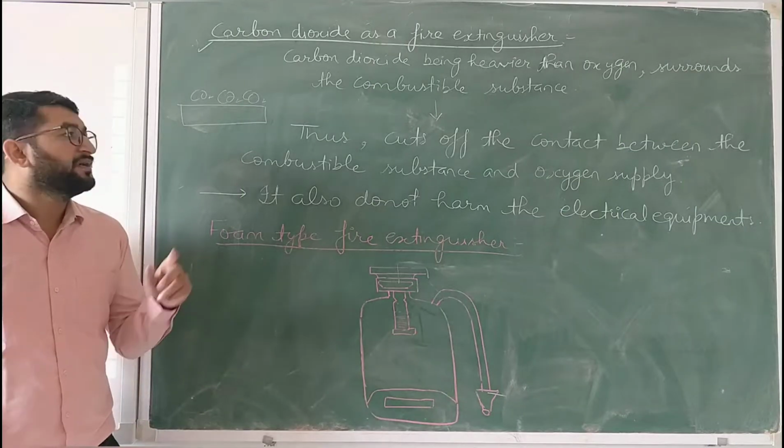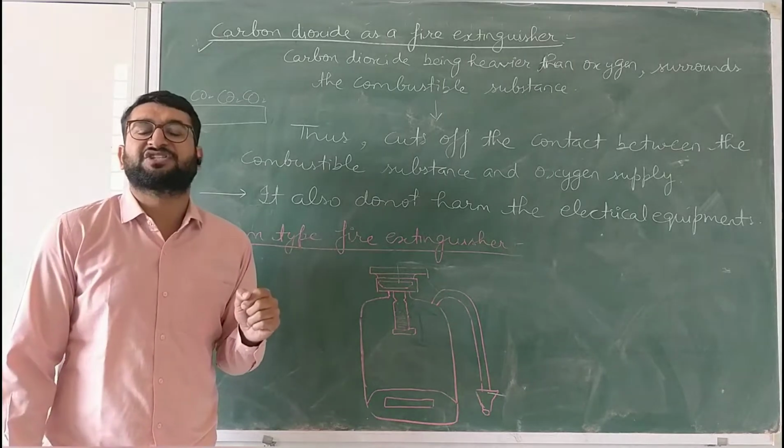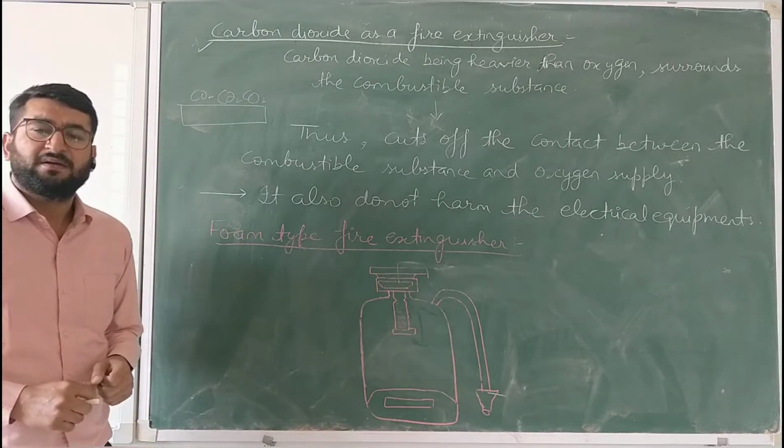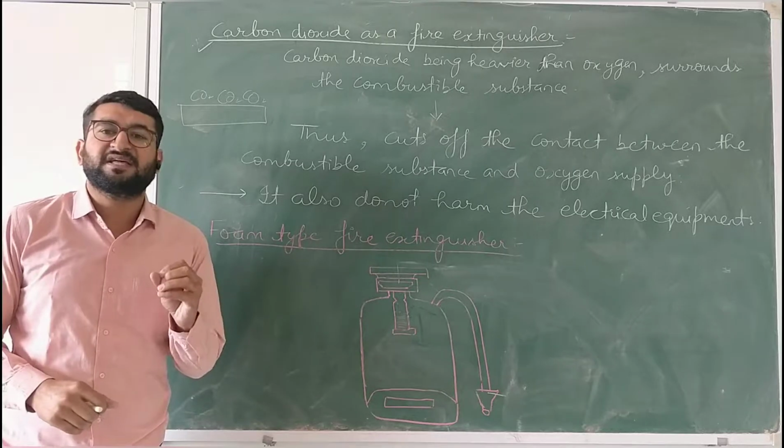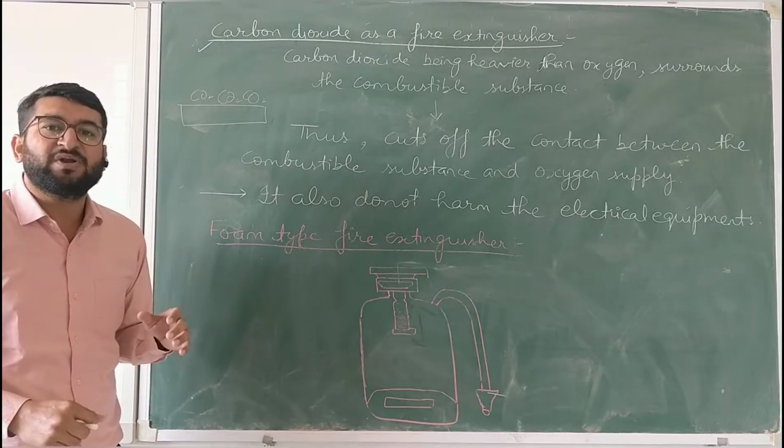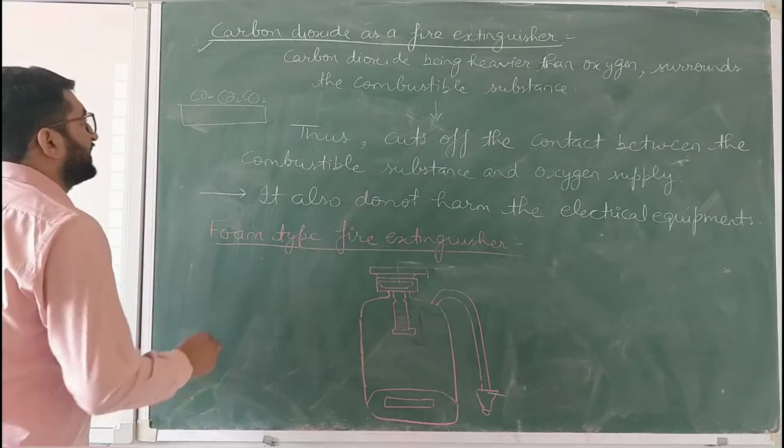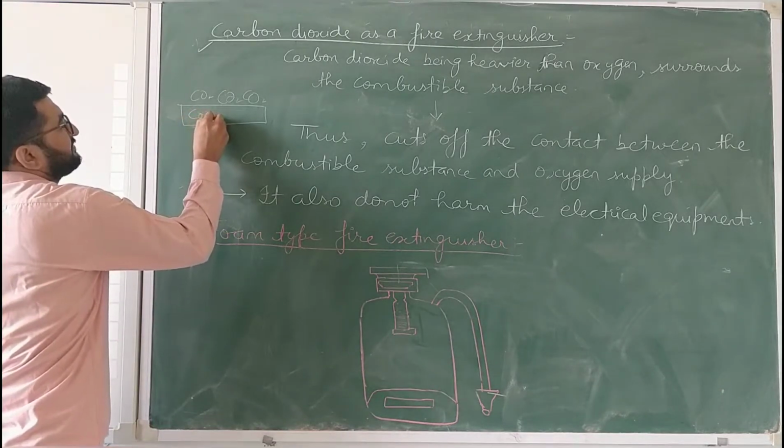Next we will discuss carbon dioxide as a fire extinguisher. Carbon dioxide being heavier than oxygen settles down at the surface of a combustible substance. Let us suppose it is a combustible substance, beta.